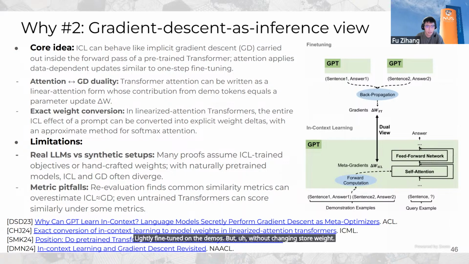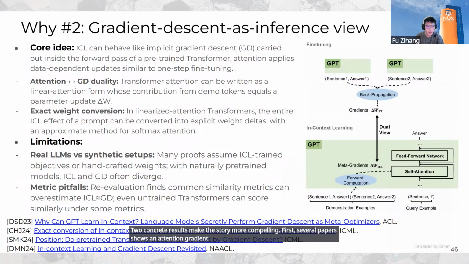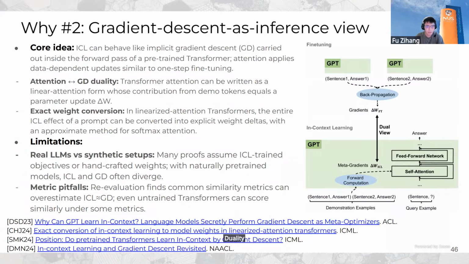Two concrete results make the story more compelling. First, several papers show an attention-gradient descent duality. In simplified or linear attention forms, the contribution of demo tokens to the next layer can be written just like a parameter update on a squared error objective.